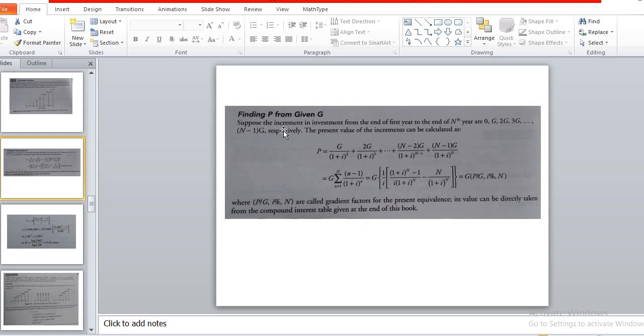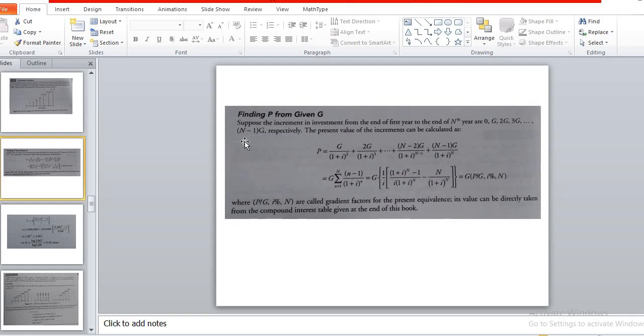So there is some increment in investment from the end of the first year to the end of the nth year, and that we will consider as 0, G, 2G, 3G, like that. For the first year this increment is 0. For the second year this increment will be G. For the third year it will be 2G. For the fourth year that increment is 3G, like that up to the nth year. For the nth year that increment is n minus 1 into G.